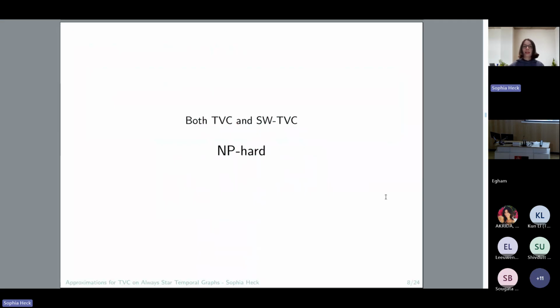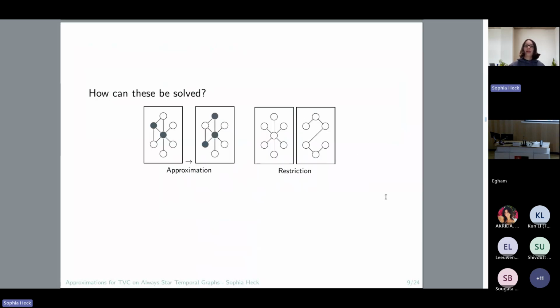The problem now is that both the TBC and the sliding TBC have already been proven to be NP-hard. So in practice, it's not very efficient to just plug in algorithms. What we do about this is we use certain tools. For example, we use approximation and restriction. What do we mean by that?